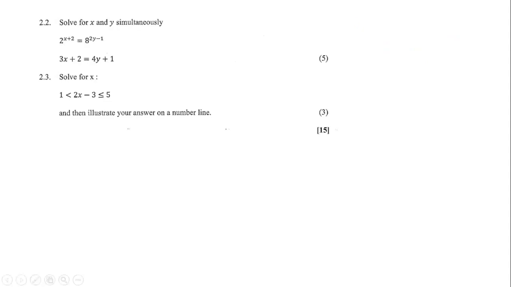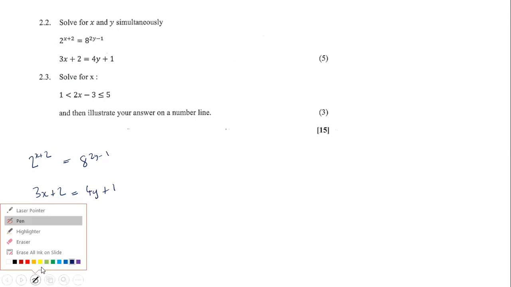Let me turn my computer and write it here. So we have 2 to the power of x plus 2 is equal to 8 to the power of 2y minus 1. You see this equation? And then the second equation, it's 3x plus 2, which is equal to 4y plus 1.